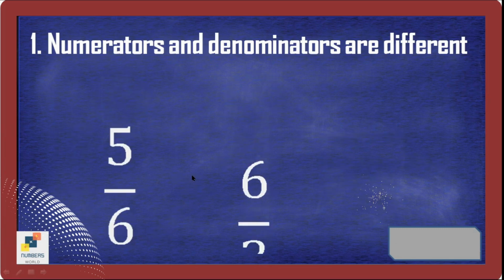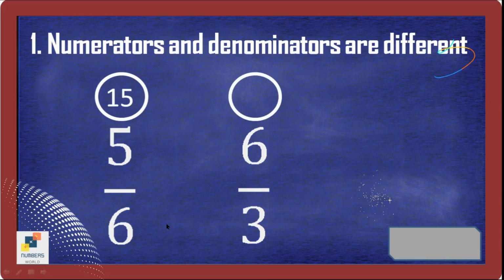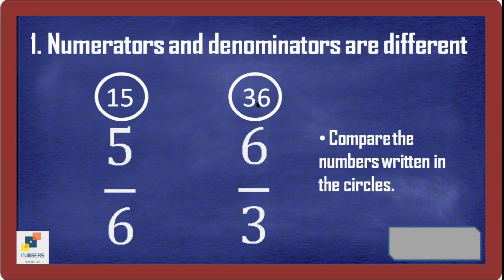Let's do another example of the same concept when we have two fractions with different denominators. In that case, let's multiply 5 by 3. So 5 threes are 15 and 6 by 6, which is equal to 30. When we compare the values written in the circles, as 36 is greater than 15, it means 6 by 3 is a bigger fraction than 5 by 6.